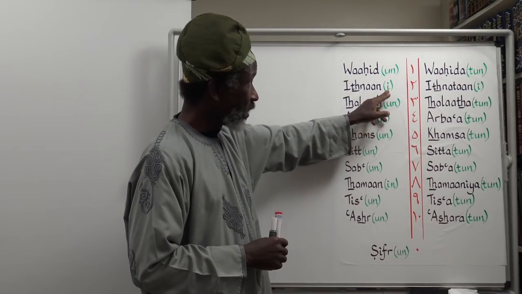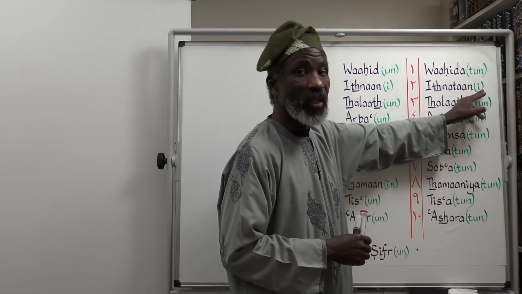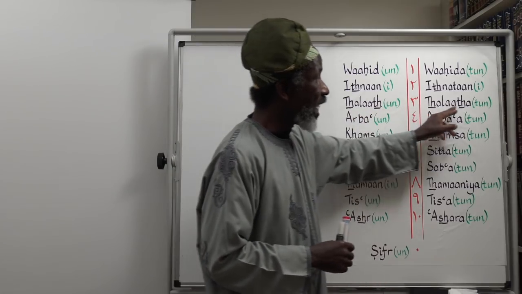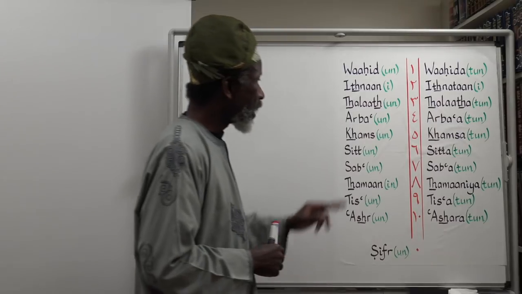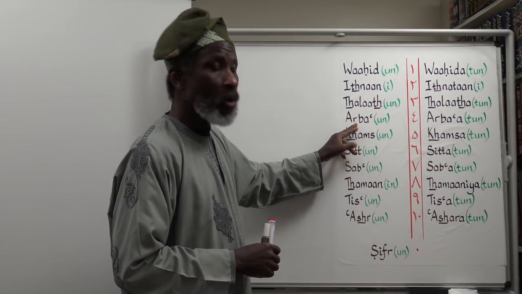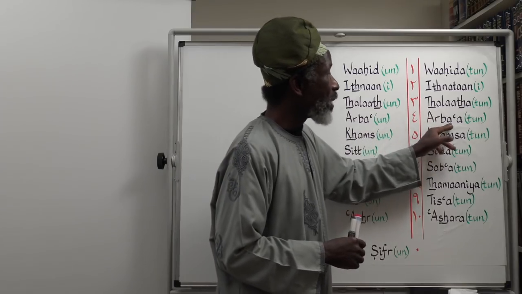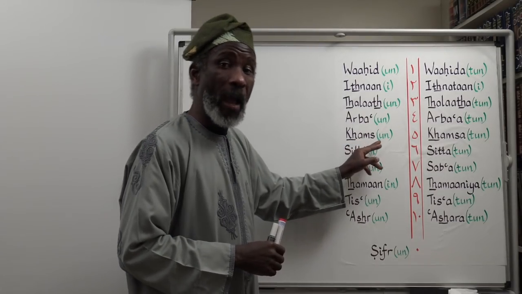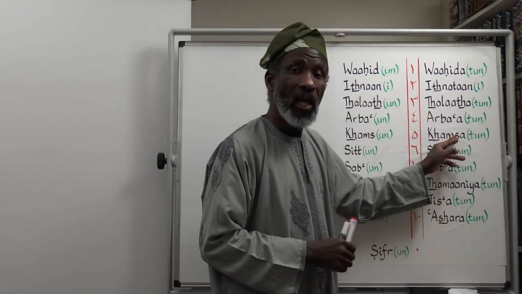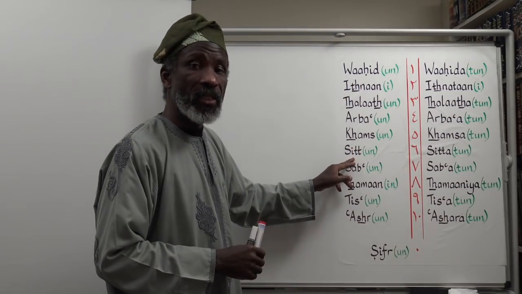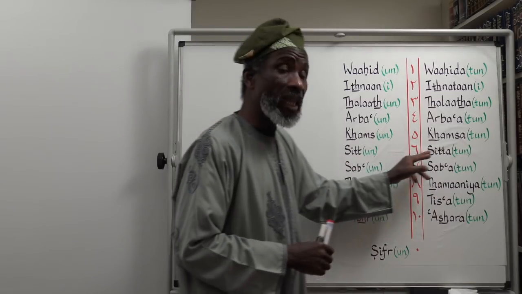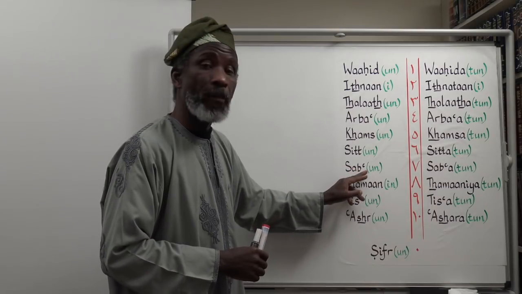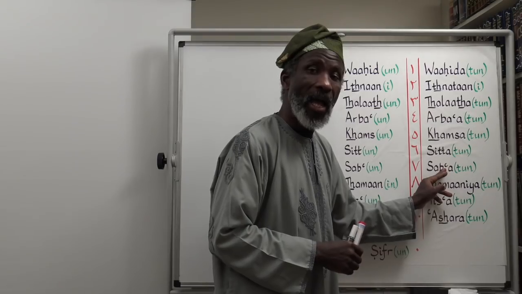Ithnan, or ithnani. Ithnatan, or ithnatani. Thalath, or thalathun. Thalatha, thalathatun. Arba, or arba'un. Arba'a, or arba'atun. Khams, or khamsun. Khamsa, khamsatun. Sitt, sittun. Sitta, sittatun. Sab', sab'un. Sab'a, sab'atun.